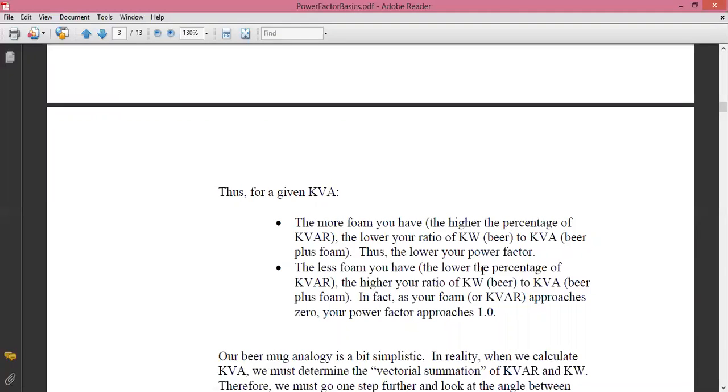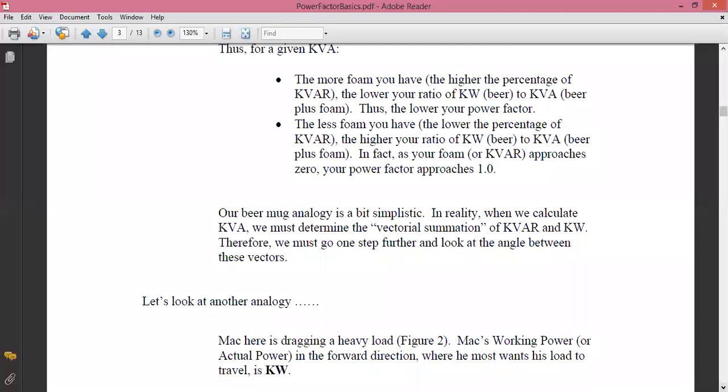Because for electrical engineers, if the power factor drops, it will lead to decreased efficiency. So for that, you have to improve your power factor. That means your kVA power cannot be reduced, because if the kVA power is reduced, then the power factor is also reduced. Next, the less foam you have, the lower the percentage of kVAR, the higher your ratio of kW to kVA. In fact, as your foam or kVAR approaches 0, your power factor approaches 1, and in practice your power factor is neither equal to 0 nor equal to 1.